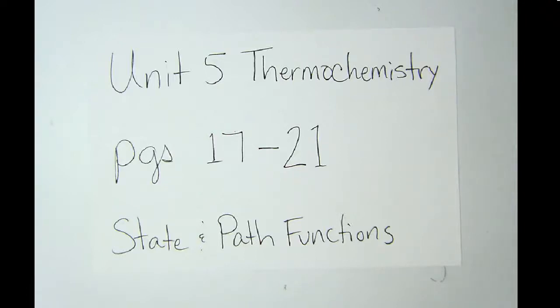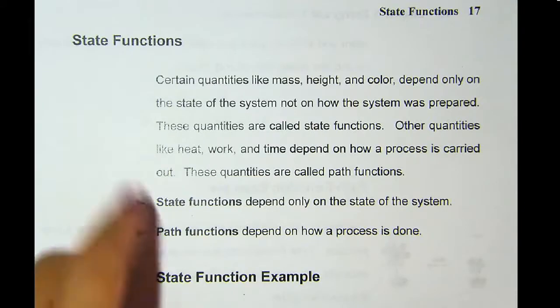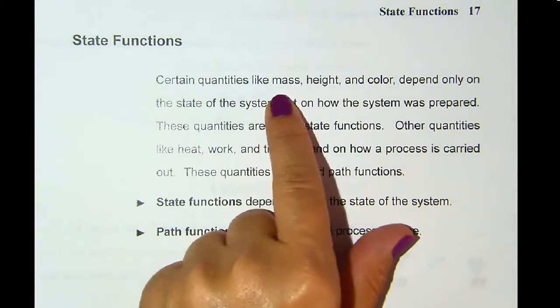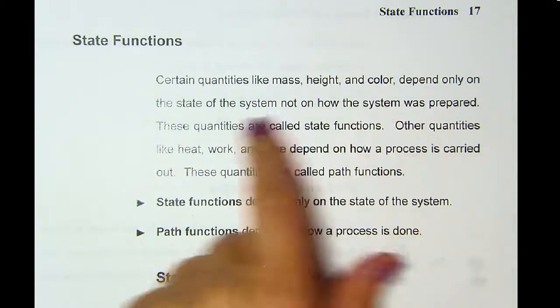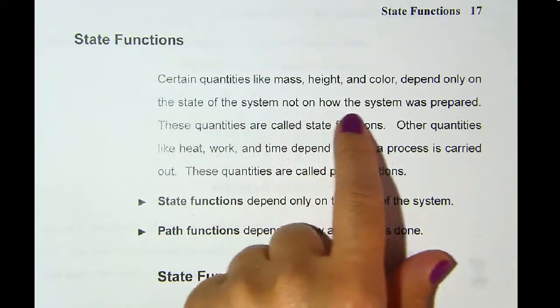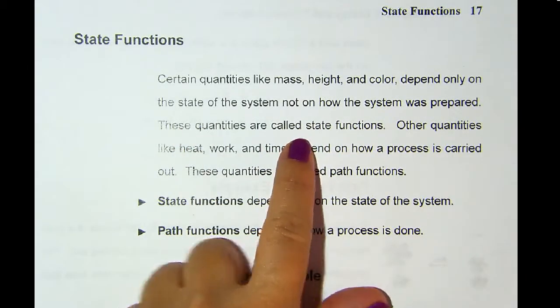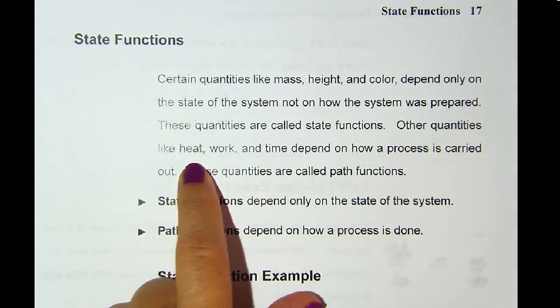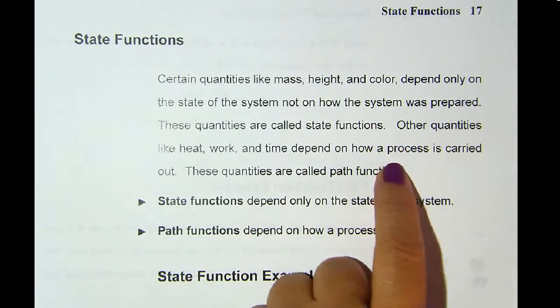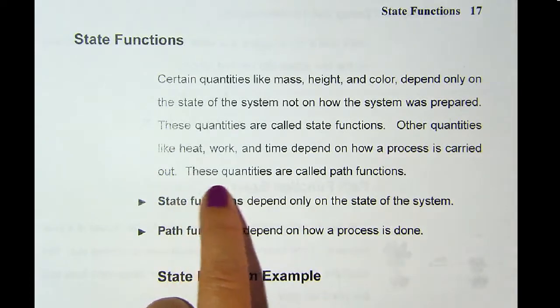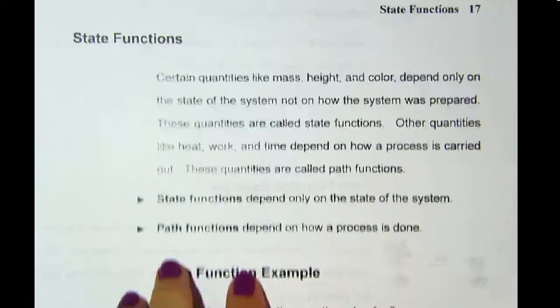Unit 5 Thermochemistry, pages 17 to 21, State and Path Functions. State functions. Certain quantities like mass, height, and color depend only on the state of the system and not on how the system was prepared. These quantities are called state functions. Other quantities like heat, work, and time depend on how a process is carried out. These quantities are called path functions.